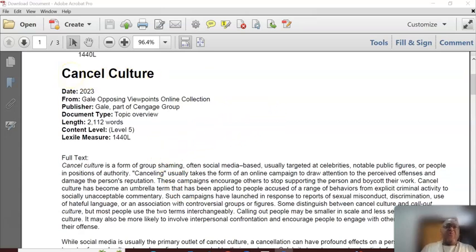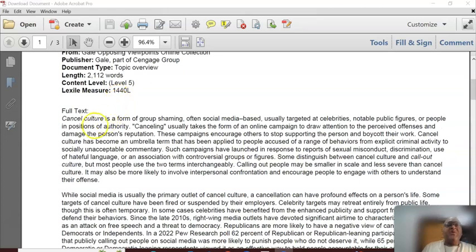This article in particular, I want you to use it for cancel culture. For those of you who have been wondering or who do not know what cancel culture is, one of the things I like about this article is that it gives you the definition. So look at this. Cancel culture is a form of group shaming, often social media based, usually targeted at celebrities, notable public figures, or people in positions of authority. Canceling usually takes the form of an online campaign to draw attention to the perceived offenses and damage the person's reputation. So here we have the basic definition of cancel culture.